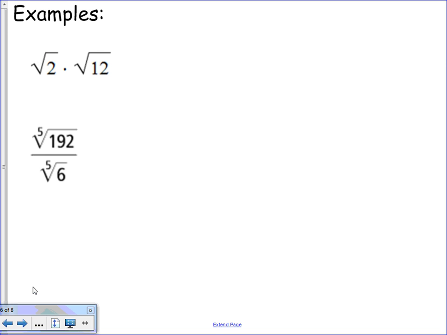Okay, I'm seeing some very good work as I walk around the room. Most people on the very first one used their product property to do 2 times 12 and get the square root of 24. And then just remember, your answer should be in simplest radical form. So maybe run through the factor tree, and pay attention to the index, because this is a square root. We need pairs, doubles, or groups of 2.